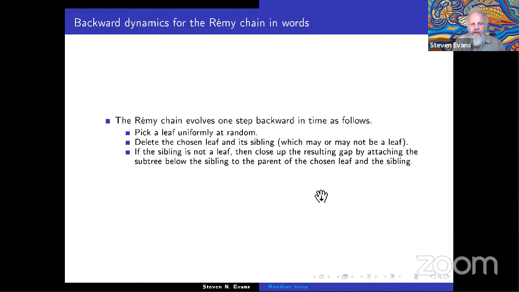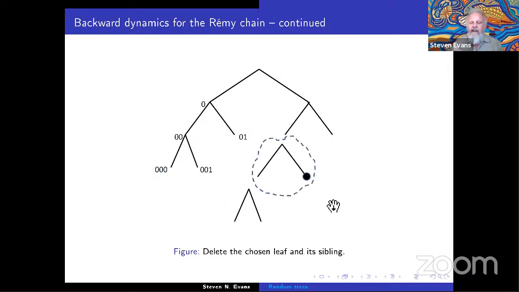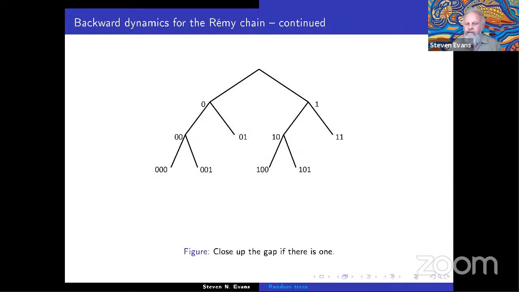You're done. So let's just draw a picture of that. So here's the backward dynamics, an iteration of the backward dynamics. You pick a leaf in the tree uniformly at random, cut out the chosen leaf and its sibling, and then close up the gap. And that's the way that this goes backwards in time.